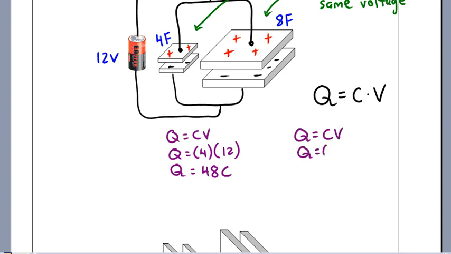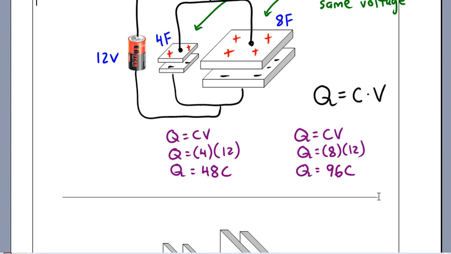Here, I've got 8 farads of capacitance and still a 12-volt push. And what you'll find is the Q here is going to be 96 coulombs. So they have the identical voltage, but they have Qs that are in proportion, in terms of ratios, to their capacitance. The larger capacitance has the larger Q to it. All right, well, let's compare and contrast that to this story down below.